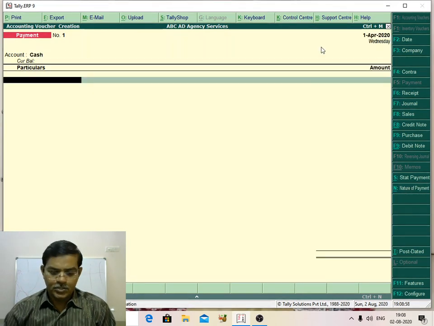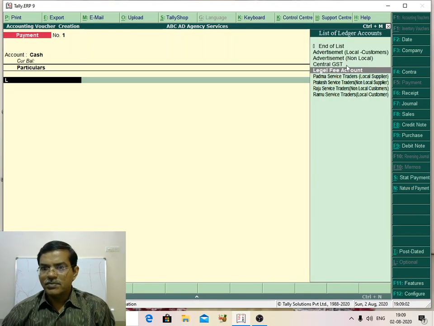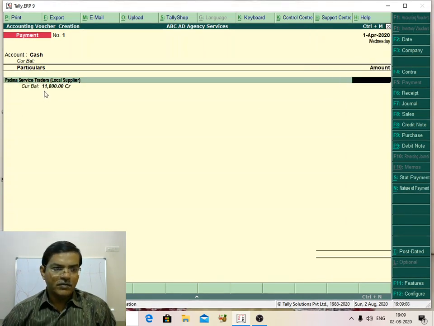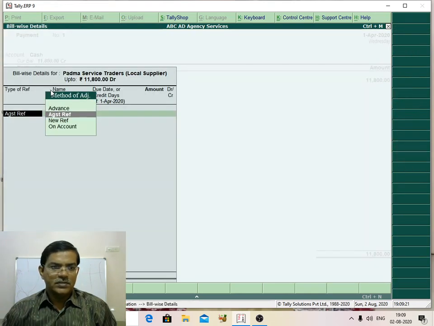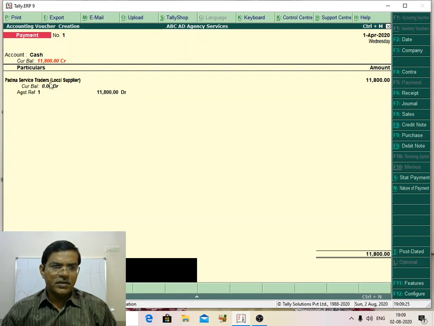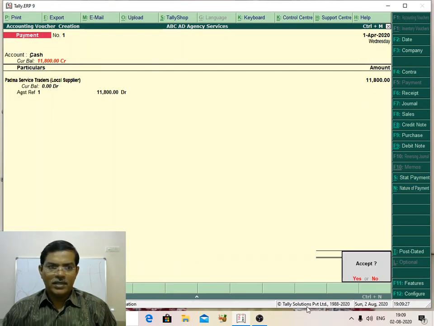I am selecting cash, and who are my local suppliers? My local supplier is Padma Service. So here 11,800 is due: 10,000 rupees is for services and 1,800 is GST. That is 11,800. Okay, sales invoice. You see, it's a new reference. This is not required, and now it is accepted.